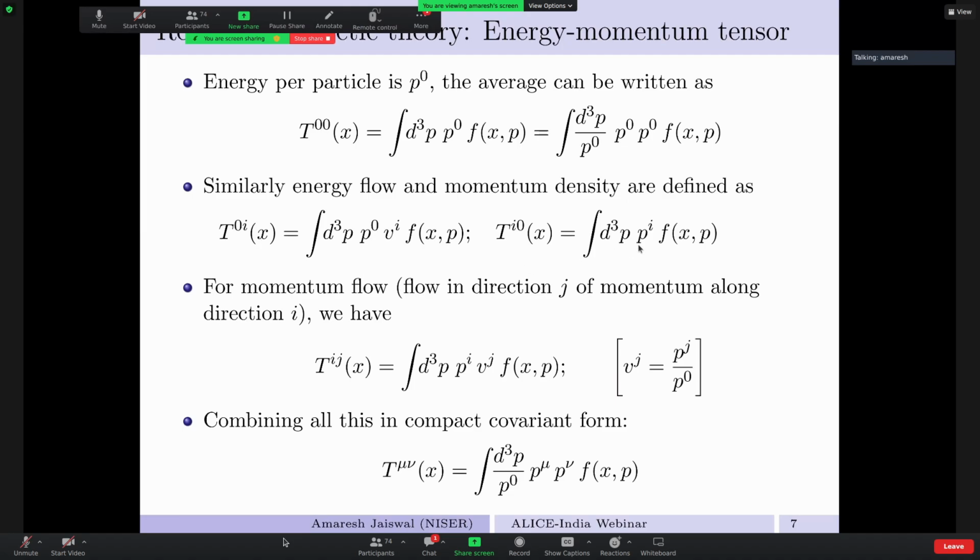Momentum density is defined as weighing with the momentum and integrating over the momentum volume. One can also define momentum flow. This is the ith component of momentum flowing along the jth direction. So this is the ith component of momentum, weighed with the velocity of the particle along the jth direction, and that gives me momentum flow. All this I can combine together in a covariant form, which I call the energy momentum tensor. So this is how I understand the components of the energy momentum tensor, and the particle four current.